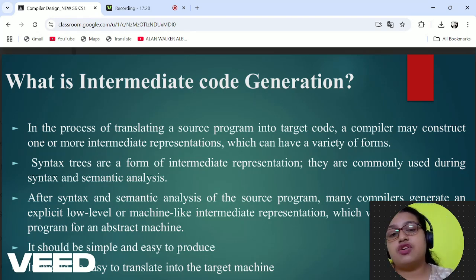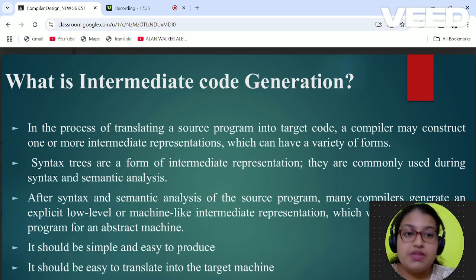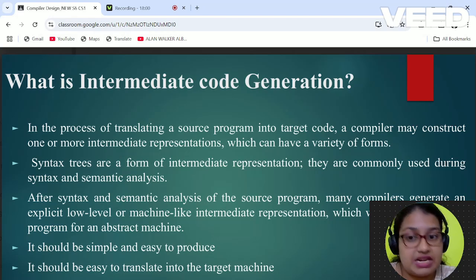In the process of translating a source program into target code, a compiler may construct one or more intermediate representations. These representations can have a variety of forms, like a syntax tree or anything. Syntax tree, as I have told you, is one form of intermediate representation, and it is usually used commonly in syntax and semantic analysis. Both of these places we are using it, right?